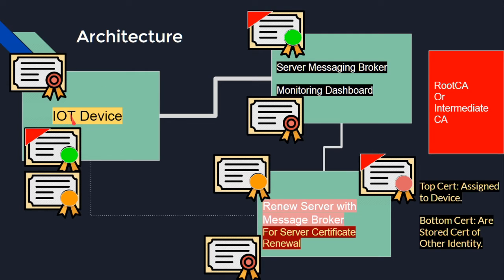This certificate is the Renew server certificate, that is also stored in this IoT device, as well as this server certificate is also stored in this IoT device. So this IoT device knows this server as well as it knows this server. On the other hand, this server, the Renew server, knows this IoT device, and in the same way this server knows this IoT device.